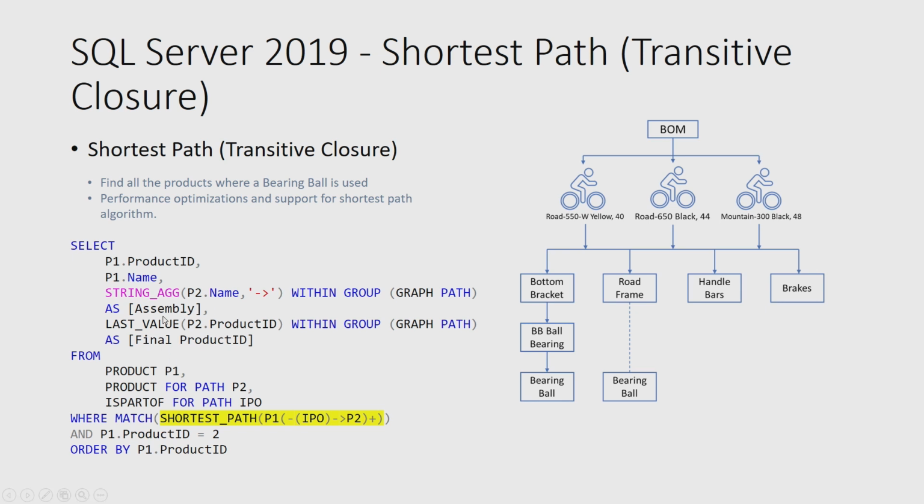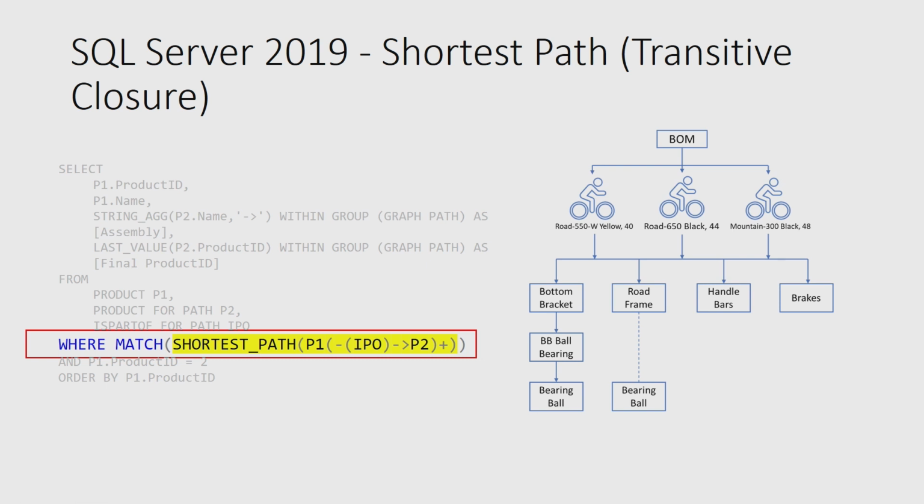On the screen, you can see the query that can help you determine all the assemblies where bearing ball is used. So let's look at this query in detail. We have this new function called shortest path, which you can use inside a match. It can be used only inside a match and only on graph node and edge tables. It takes a pattern as an input. It's a regular expression style pattern, so you go from one node to another node via edge.